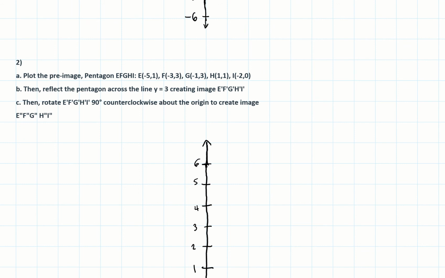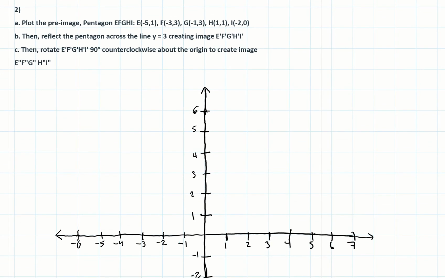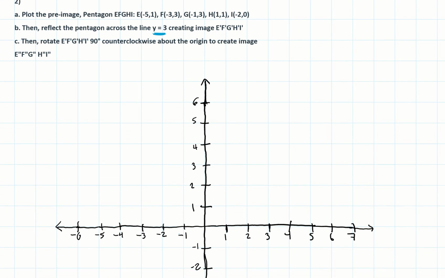For the second problem, we have a pentagon EFGHI. We're going to reflect it about y equals 3 and then rotate it 90 degrees counterclockwise. So let's do the pre-image first, but the image is going to be in blue, and of course the final one will be in red, just like I did last time. So we have pentagon EFGHI.